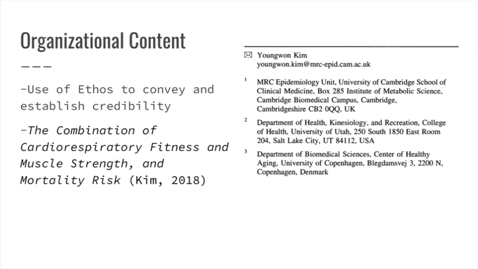In addition to the general formatting of these academic papers is the explicit use of ethos to further convey and establish credibility. This example is pulled from The Combination of Cardiorespiratory Fitness and Muscle Strength in Mortality Risk, published by Kim in 2018. The author added the preferred contact information along with places of education towards the bottom of the first page. Adding this information allows readers to directly assess a form of credibility the author contributed without manually searching the author on the internet.